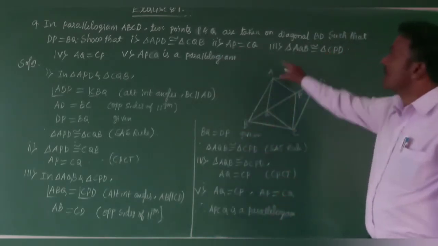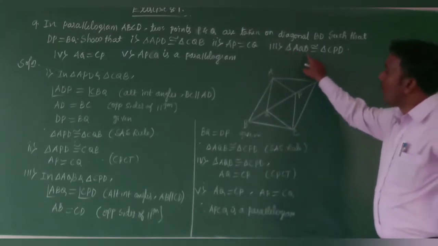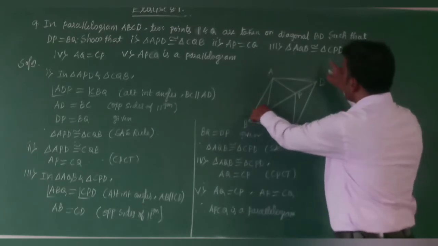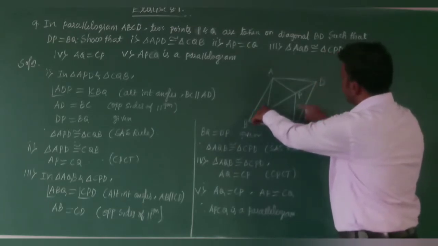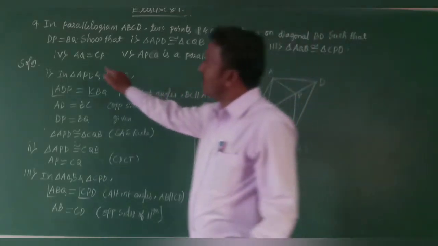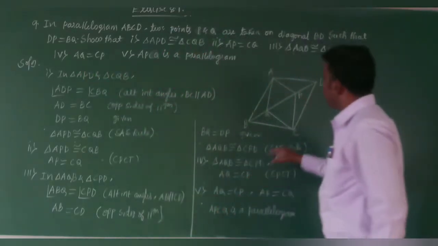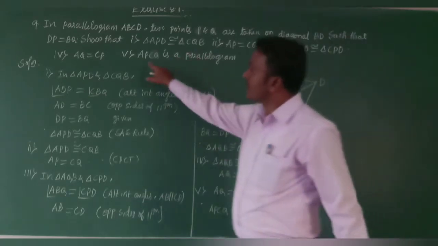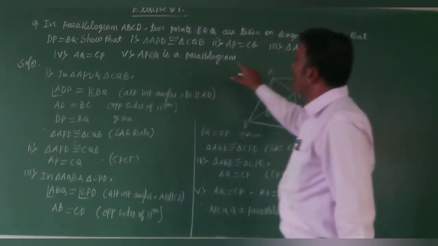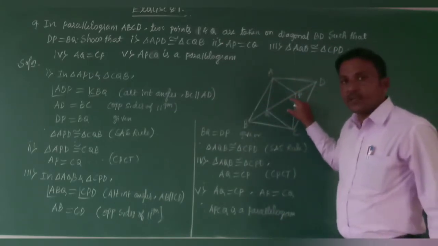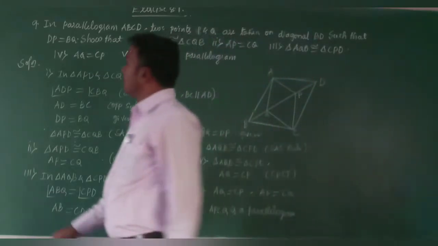Third one is triangle AQB. This triangle is congruent to triangle CPD. These two triangles are congruent to each other. Next, fourth question is AQ is equal to CP. Last one is APCQ is a parallelogram. We need to prove all these cases by using this diagram, by using the given condition.